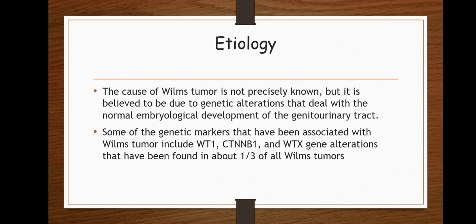Etiology: the cause of Wilms tumor is not precisely known, but it is believed to be due to genetic alterations that deal with the normal embryological development of the genitourinary tract. Some of the genetic markers that have been associated with Wilms tumor include WT1, CTNNB1, and WTX gene alterations that have been found in about one-third of all Wilms tumors.